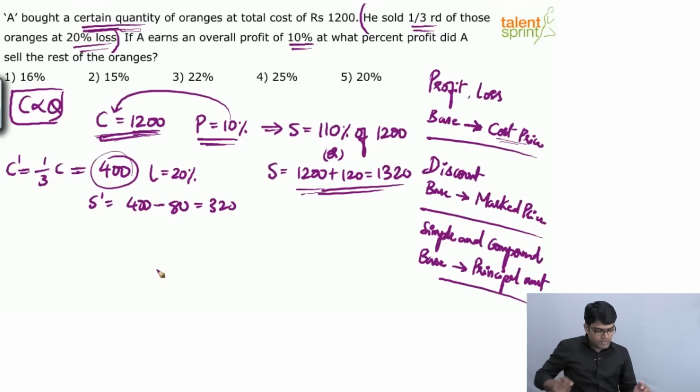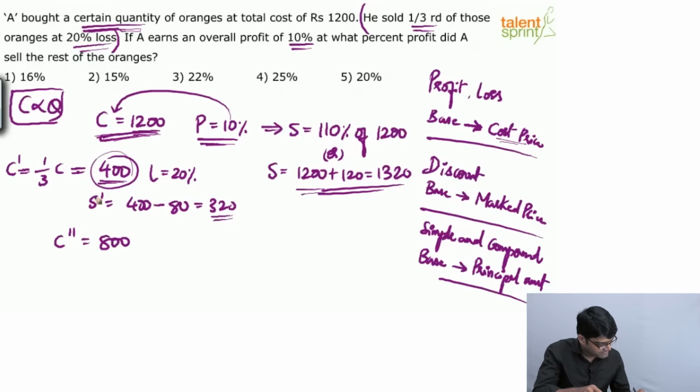Understand, total cost price is 1200, total selling price is 1320. In the first case, the first part, the cost price is 400 and the selling price comes out to be 320. So it is like this, out of 1200, 400 is taken here. So what should be the other cost price? 800, C double dash. What should be the remaining selling price? S double dash. I want to totally get 1320. I have got 320 here. I want to get 1000 now.